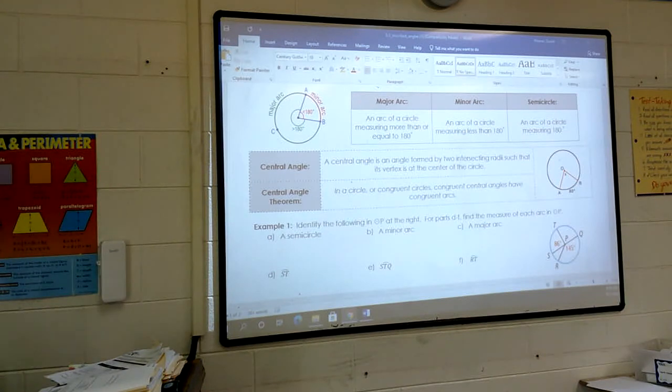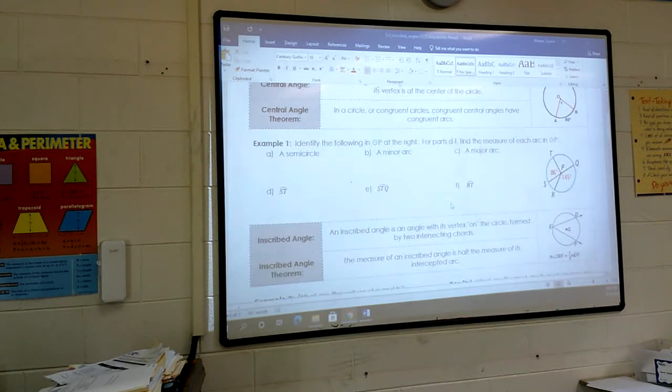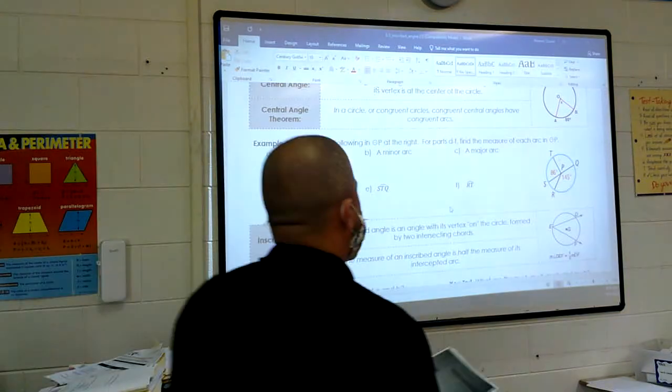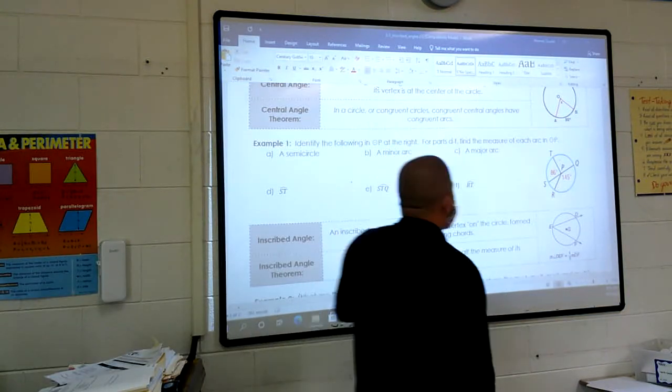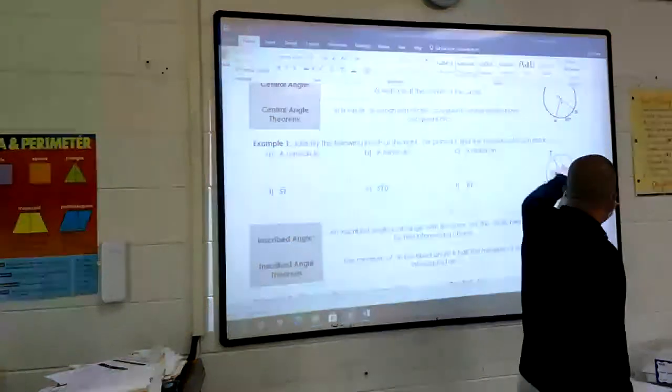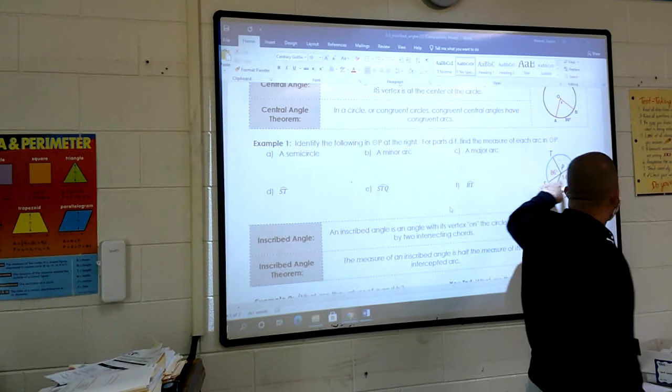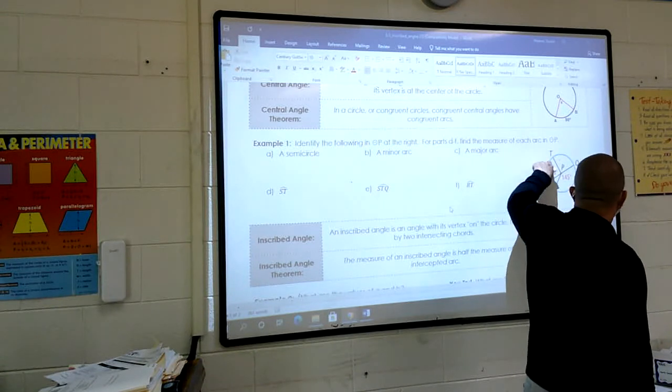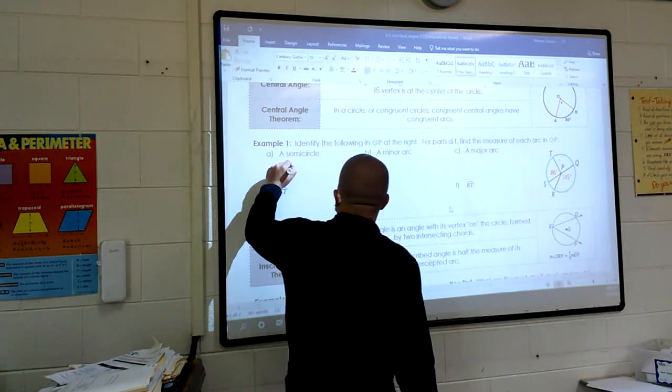So in example 1, all it asks us to do here is to identify these things that are already on the circle. So let's look at that. The first thing that we want to identify is a semicircle. And to do that, we can go in any direction, but it's going to be 180 degrees. So from S to Q, but you also want to tell how you got there. So it's S, T, Q. That would be a semicircle.